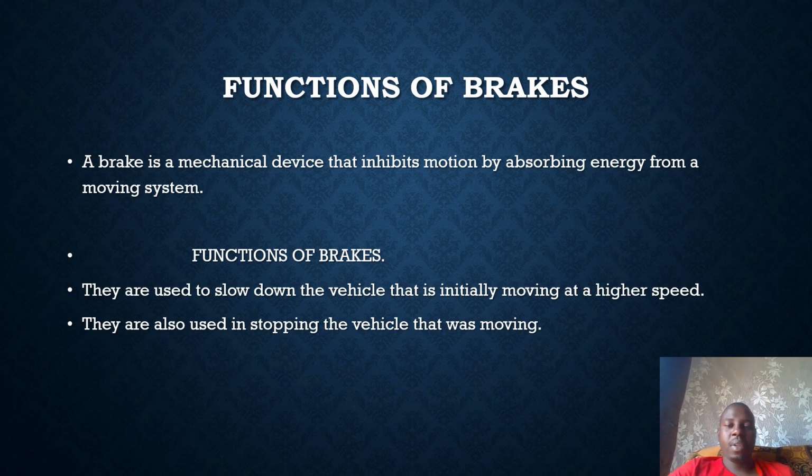Next, we are going to look at the main functions of having a brake system in a vehicle. One key function is that the brake system enables the driver to slow down the speed of a vehicle that was initially moving at a high speed. Number two, brakes are used when the driver needs to stop the vehicle. So when the driver needs to stop the vehicle, he applies the brake, and that is the second key function of having a brake system in a vehicle.